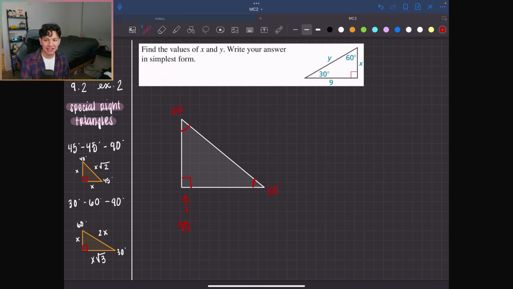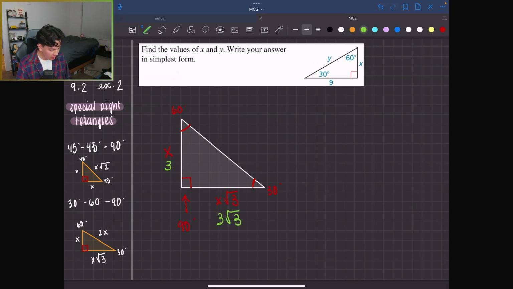All right, let's talk about these side lengths. The side that is opposite from the 30 degrees, so if this is 30 degrees, opposite is like across, right? This side length over here is just going to be x, okay? The side that is opposite from the 60 degrees will be considered x times root 3. So x times root 3. So let's say, for example, if this side length is 3, then the side that is opposite from the 60-degree angle will be 3 root 3.